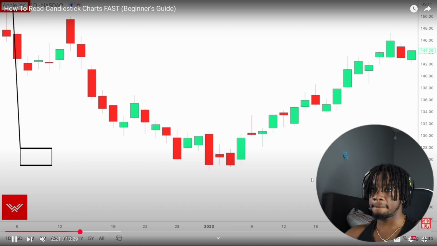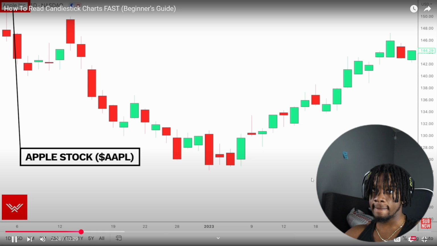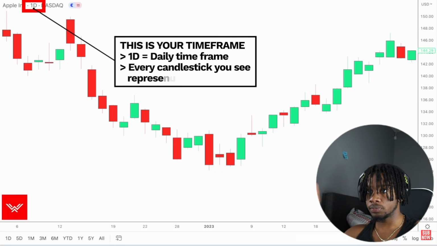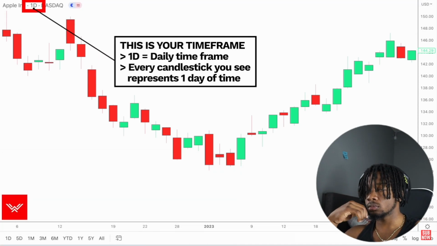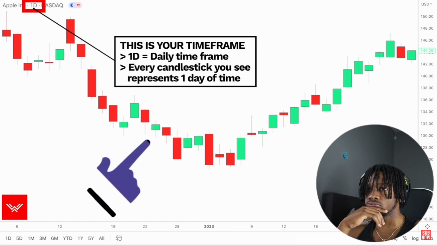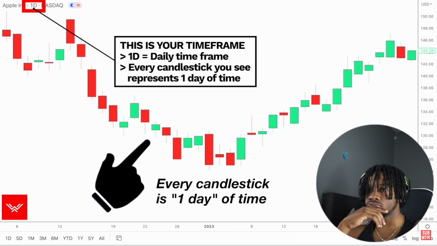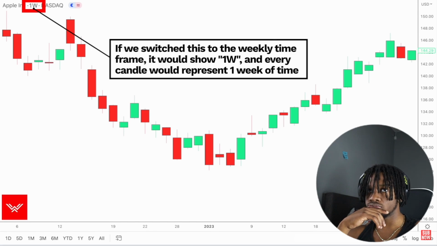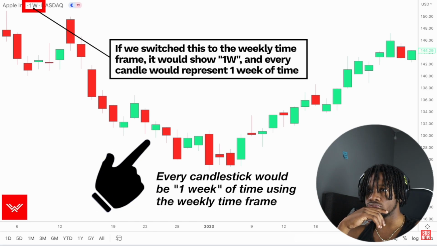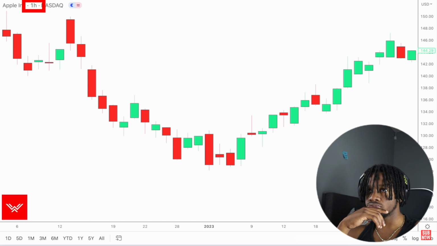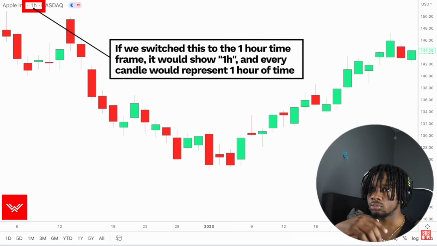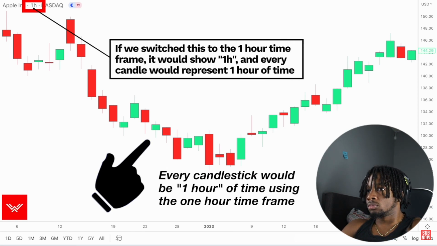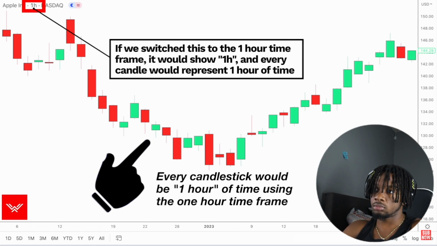In this case, it is the Apple stock. This here is your time frame. Right now it shows 1D, which translates to the daily time frame, meaning every candlestick you see represents 1 day of time. If we were to switch this to the weekly time frame, it would show 1W, and every candlestick on screen would represent 1 week of time. If we switched to the 1 hour time frame, it would show 1H, and every candlestick would represent 1 hour of time.